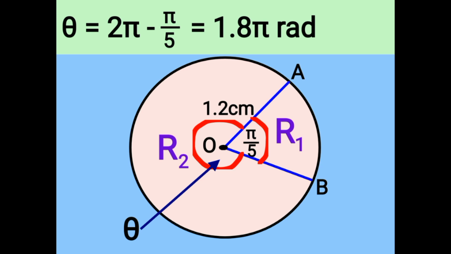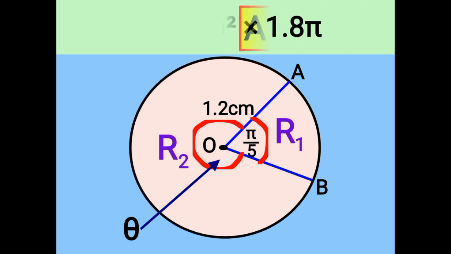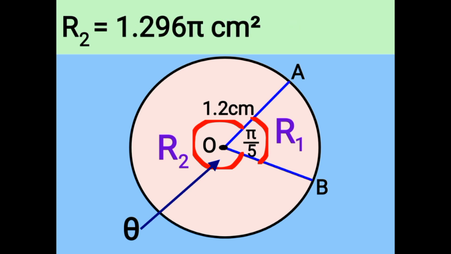Now, since we know theta, using the formula A equals half r squared theta, the area of the major sector R2 equals 1/2 times 1.2 squared times 1.8 pi equals 1.296 pi centimeters squared.